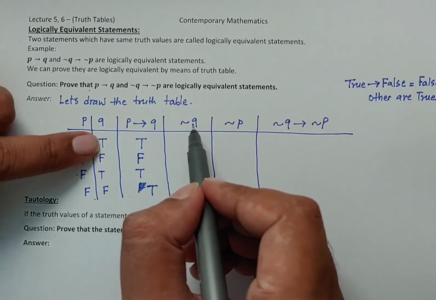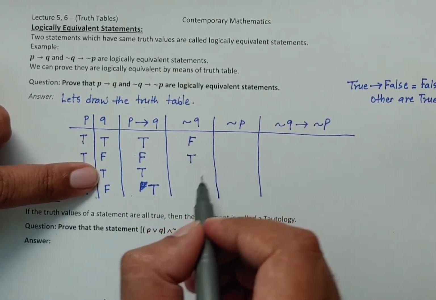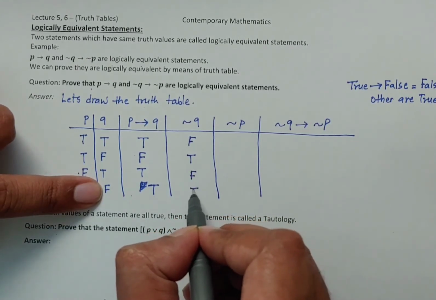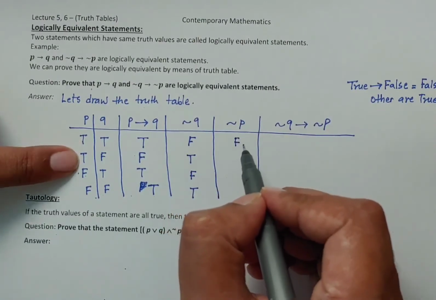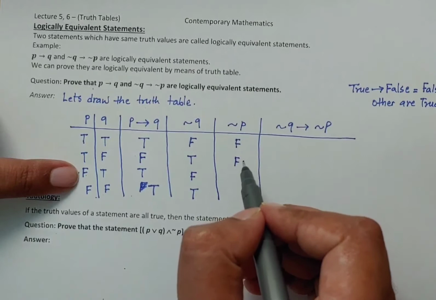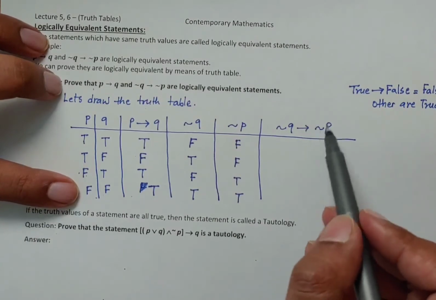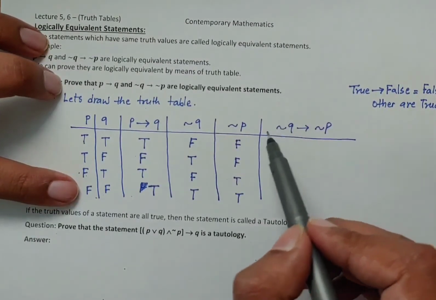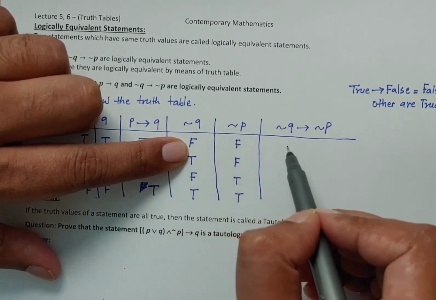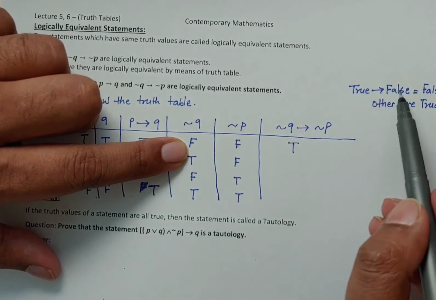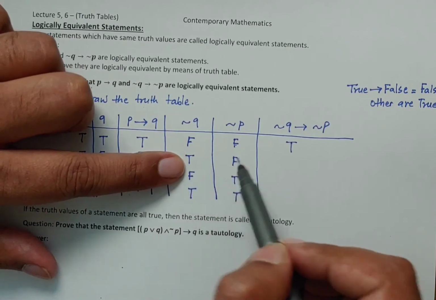Now negation of Q is false, true, false, true. Negation of P: false, false, true, true. Okay, now let's find this. So Q, negation of Q and negation of P. So this to this, right? So false to false. False implies false is true, because true implies false only gives false. Okay, true implies false is false.